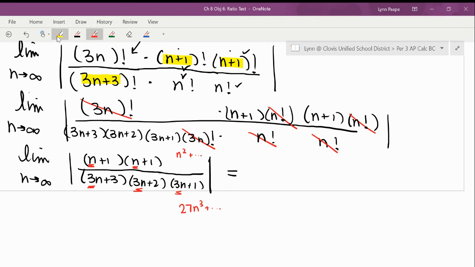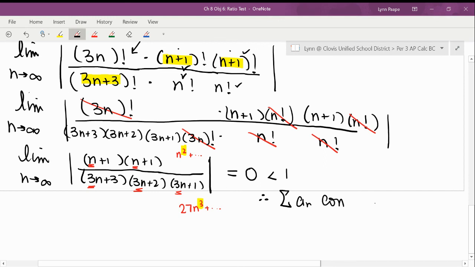So do you remember bottom heavy, top heavy? This is bottom heavy because it has a higher power. So I could add a 0 n cubed over here, but if it was bottom heavy, then there is no n cubed. So 0 over 27. So this whole thing would be equal to 0, which is a value smaller than 1. And so if it's a value smaller than 1, then the conclusion is that our series converges absolutely. And that is it.